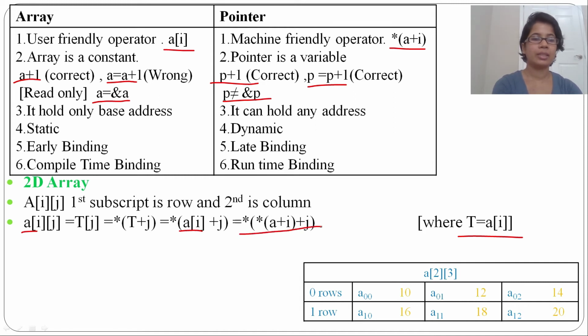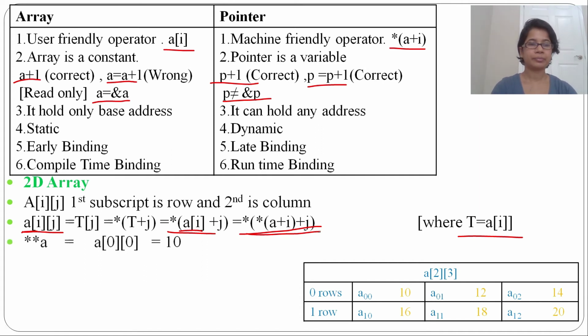So now these three are all equal. So a[i][j], these three are equal, so you can write it alternatively. It's just a 2D array representation. Now let's understand with an example.